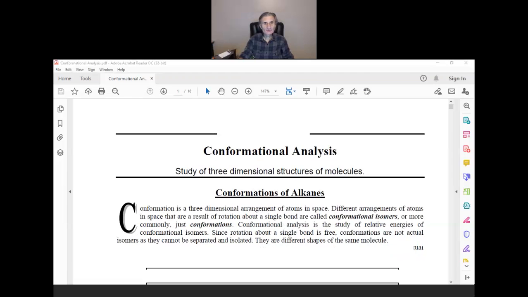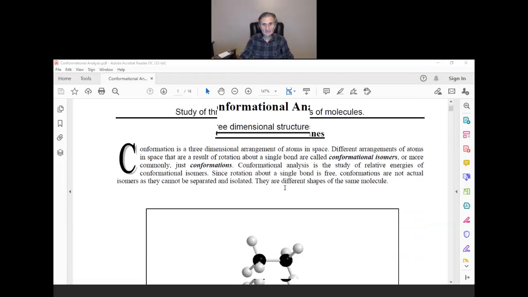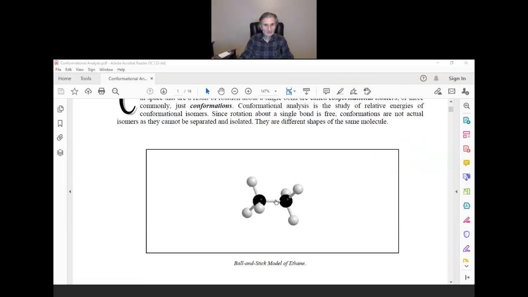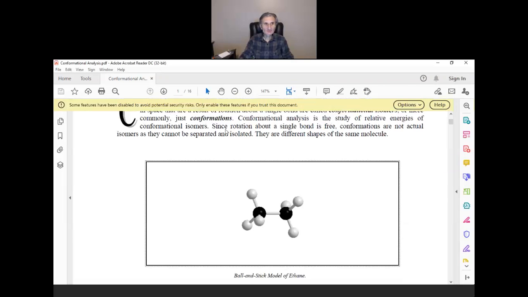Okay, I hope you can see it now. So, conformational analysis of alkanes. This is an interactive PDF. When you click on, let's say, a model like this, first there should be that warning message asking, do you really want to do this? You should accept it, security risk and so on.